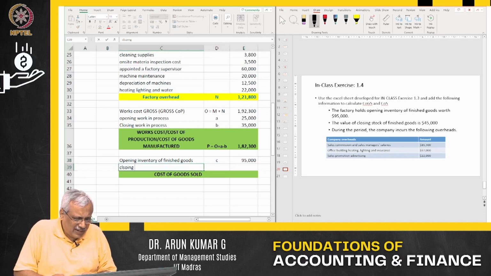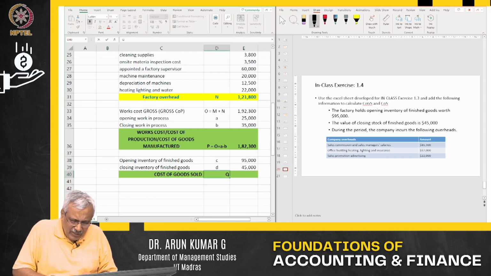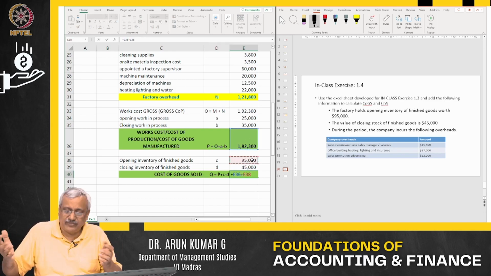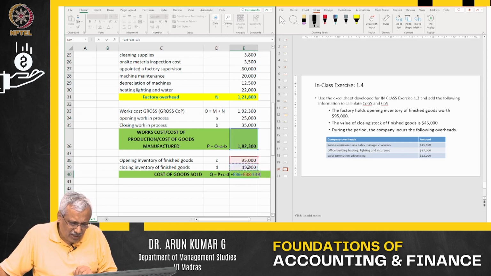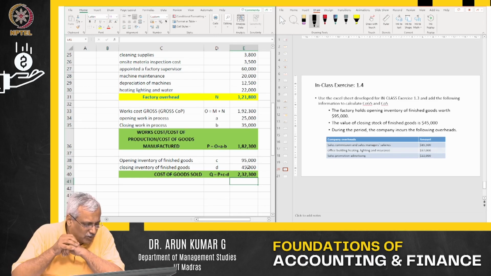Then I had a closing inventory of finished goods. Let me term it as alphabet D, and the closing inventory of finished goods is 45,000. So, what is Q? Q is equal to P plus C minus D, that is all. My cost of goods sold is the cost of goods manufactured plus the cost of the opening stock of finished goods, minus the cost of the stock of finished goods that I am keeping back in the godown, which is what is called my cost of goods sold.